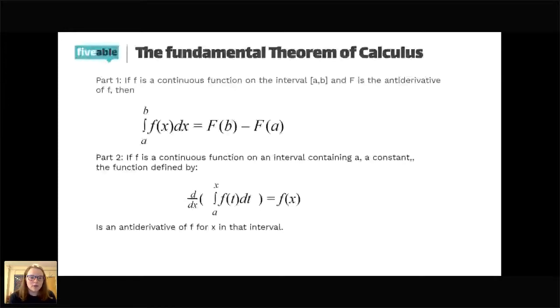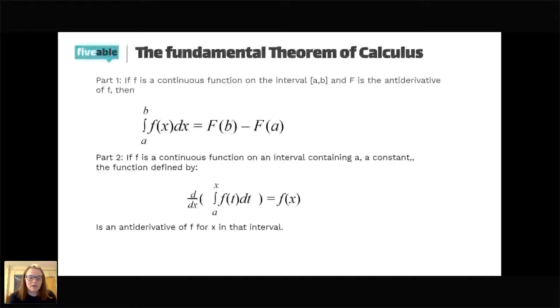Okay, so part one. If f is continuous on the interval a to b, and capital F is the antiderivative of f, then the integral from a to b of f of x dx is just F of b minus F of a. Okay, hopefully you've all seen that before, at least a little bit. We'll explain it in a second.